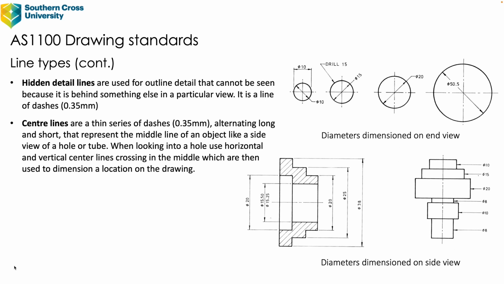Center lines are a thin series of dashes, alternating long and short, that represent the middle lines of an object, like the side view of a hole or tube. When looking into a hole, use horizontal and vertical center lines crossing in the middle, which are then used to dimension a location on the drawing. And examples of both can be seen in those images adjacent.